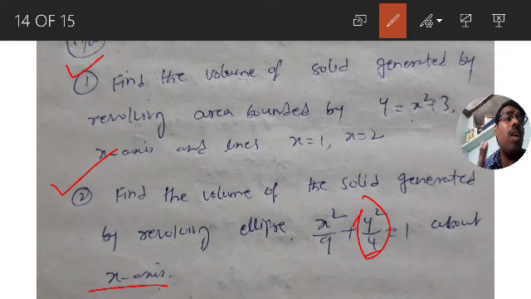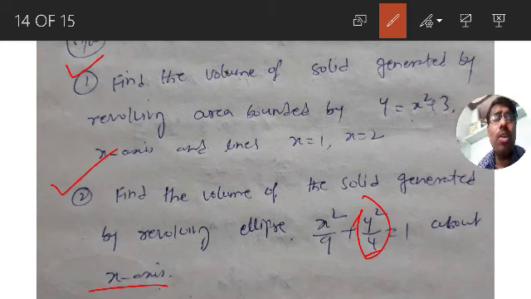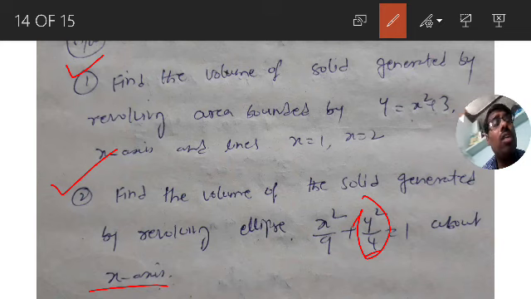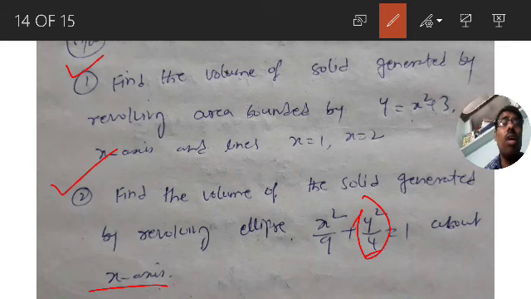Already 2 problems I have given on the ellipse, and this is the third problem I am giving as homework, because many times these ellipse problems have repeatedly come in examinations for 5 marks. So what is y square? Y square is equal to 4 by 9 into (9 minus x square), and limits are minus 3 to 3. Substitute in the formula. Volume is equal to integration a to b pi y square dx. Do the integration, upper limit minus lower limit gives the volume of the solid generated by revolving the ellipse about the x-axis. So these 2 problems you can do easily.